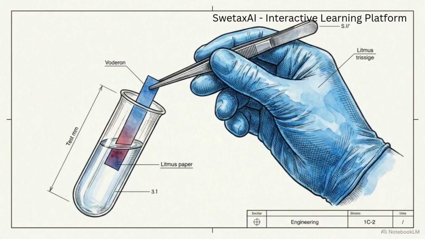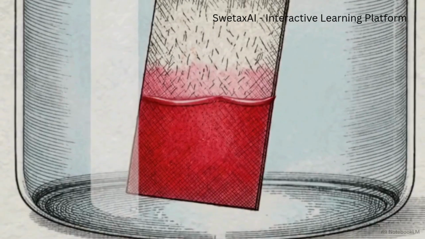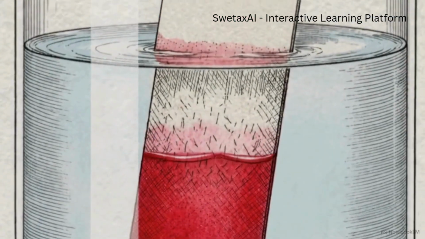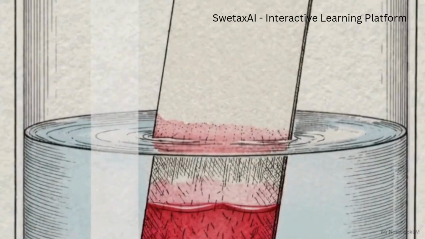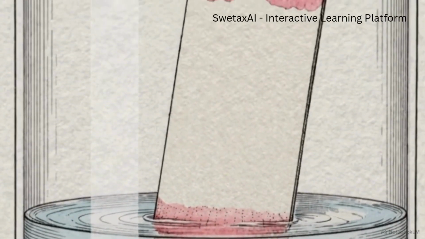We then take a second strip and dip it into the beaker of dilute hydrochloric acid. Both strips change color instantly. As the liquid is absorbed, the blue paper transforms into a bright, unmistakable red.